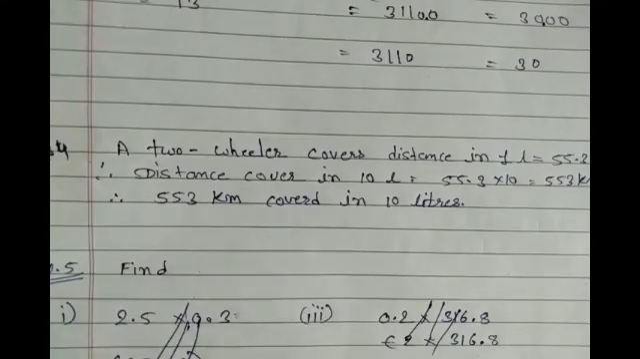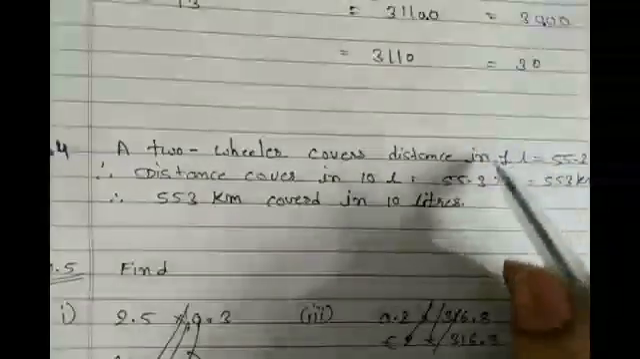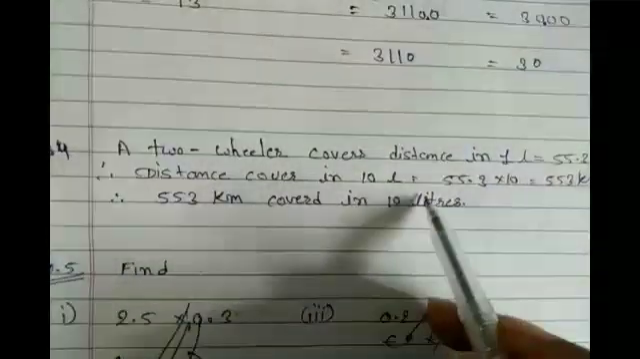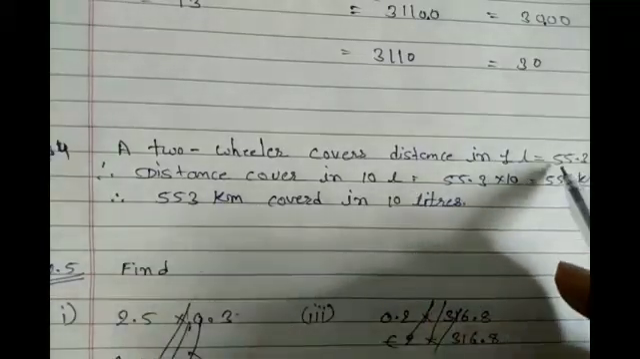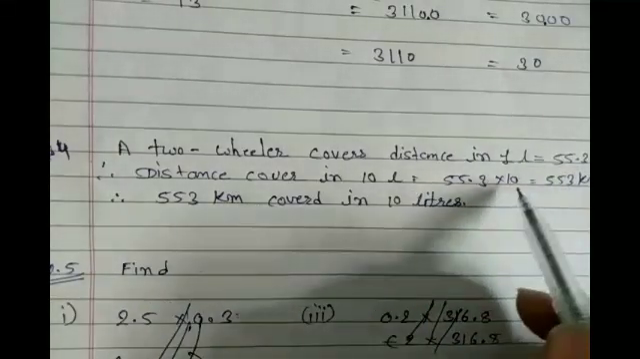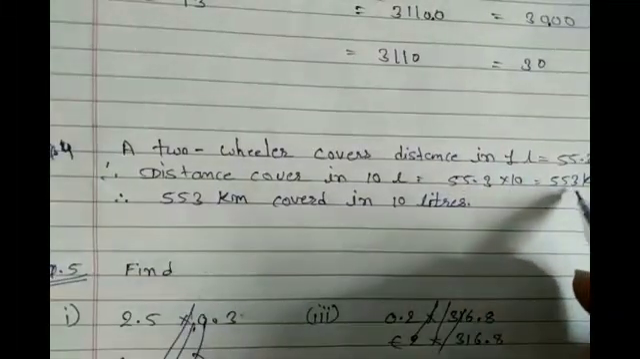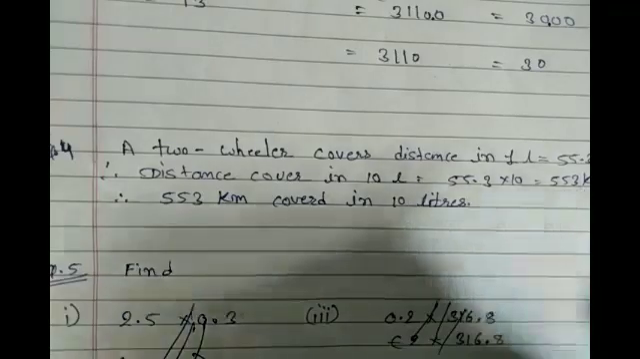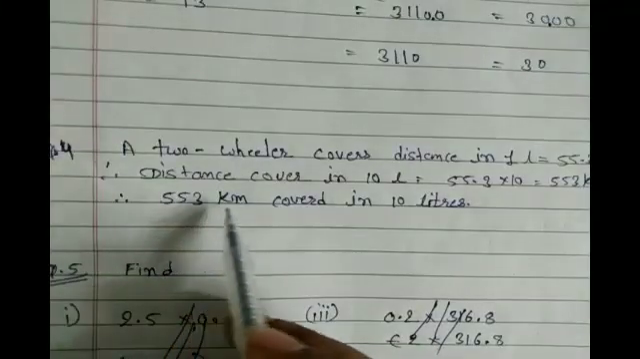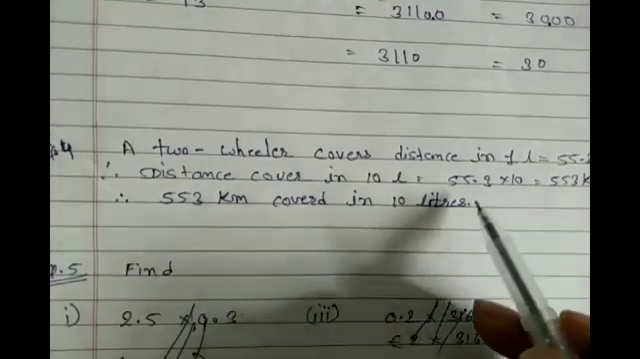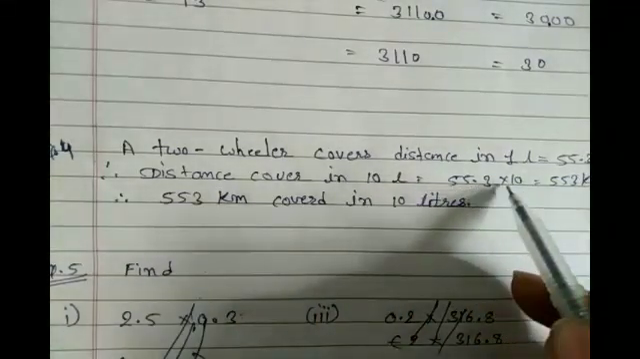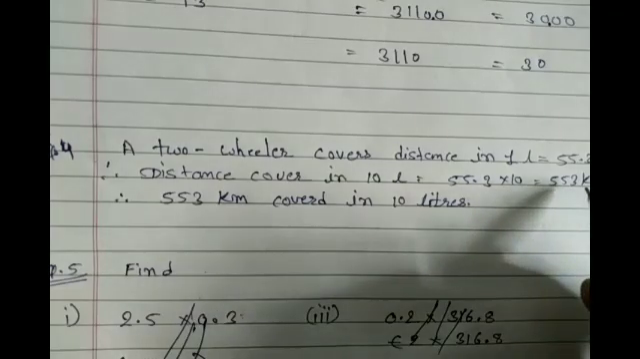Let's see question number 4. In the question it is given that a two-wheeler covers a distance of 55.3 km in 1 liter of petrol. We have to find out how much distance it covered in 10 liters of petrol. So simply we multiply 55.3 km with 10. So when we multiply 55.3 into 10 we get 553 kilometers. So we can say that 553 kilometers covered in 10 liters. We just multiply 553 with 10 and put the decimal.